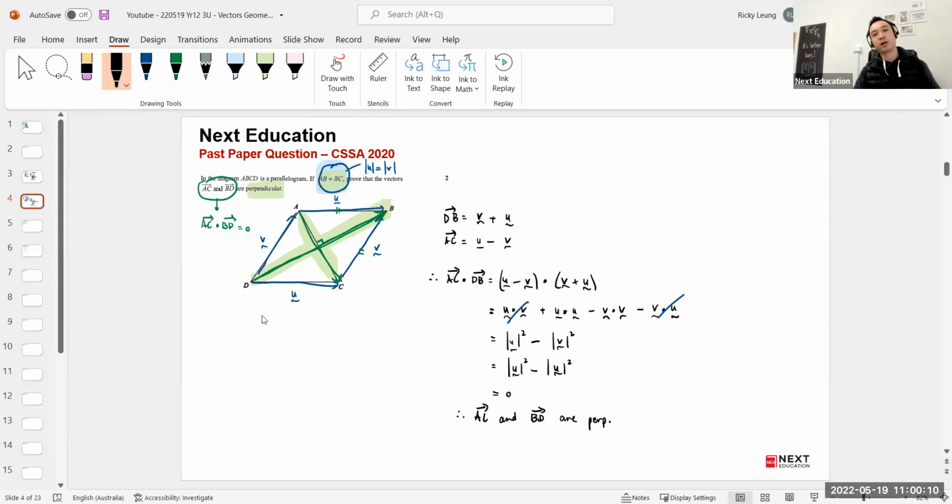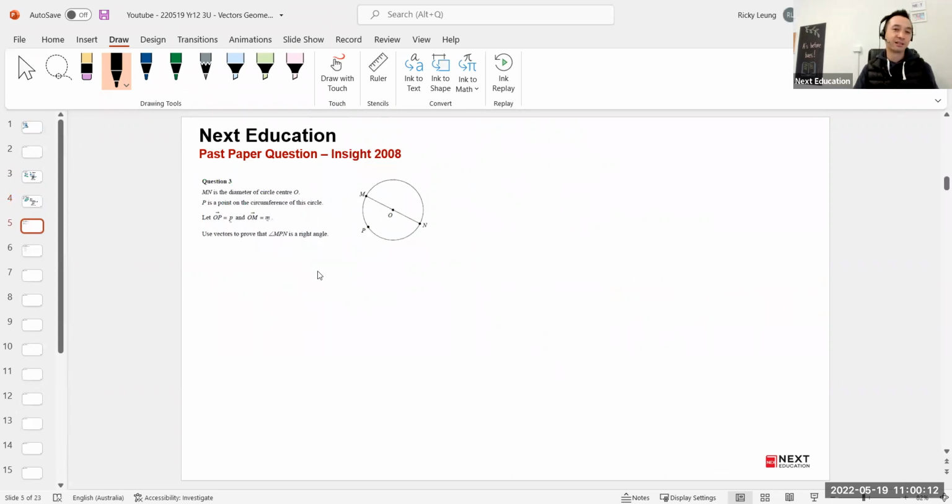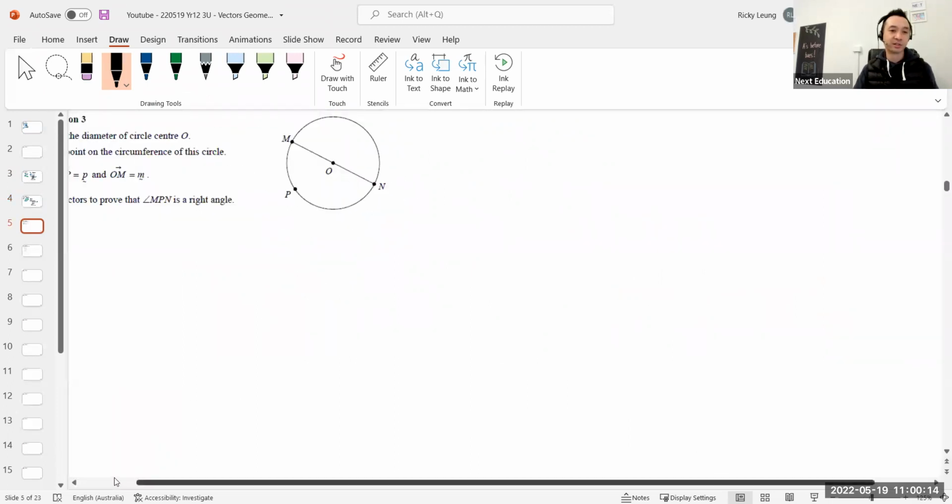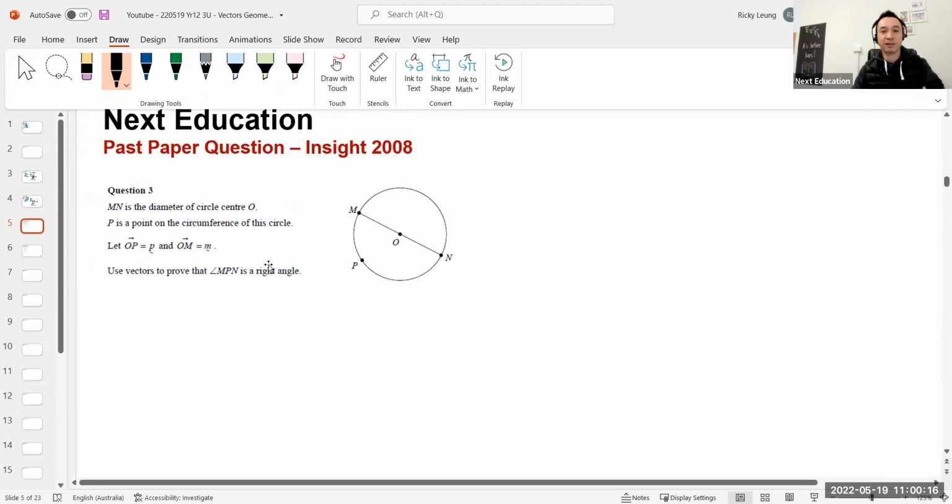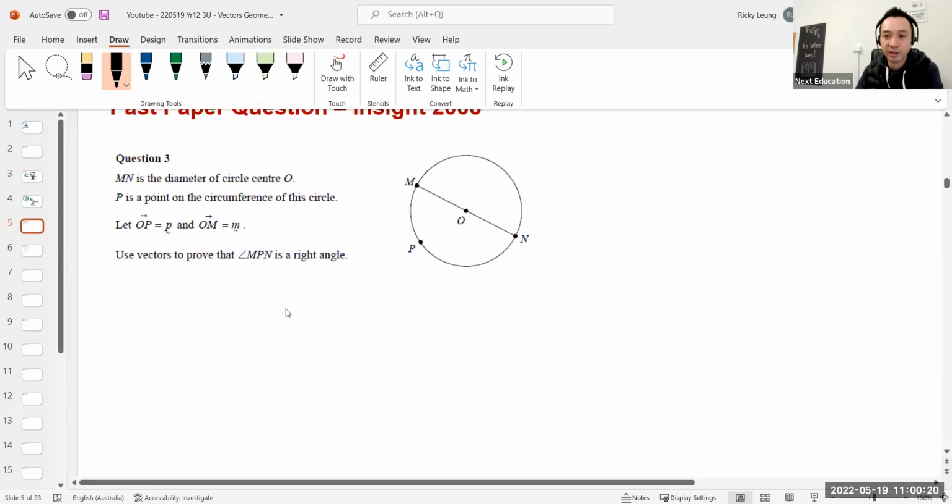Next one, once again, Insight is an institution in Victoria. Back in 2008, it had a question like this. Same concept. Can you see once again? Let me zoom in a bit more. The moment you see words like prove that MPN is a right angle. Now, where's MPN? This guy here.